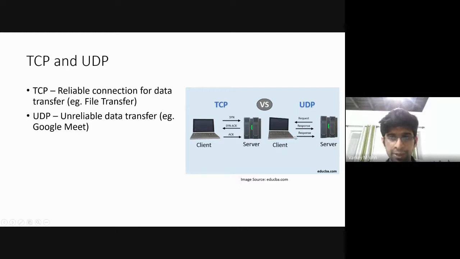But for UDP, the server asks you for some data, and you just keep sending data. You don't check if the data is actually received by the server or not. So TCP you use for file transfer so that you know the file is actually received by whoever is asking. But UDP you can use, for example, in Google Meet, which mostly uses UDP because you don't need to receive all the data of all the frames. Even if some frames of video are lost, it is fine. It just keeps sending the data, and it doesn't matter if all the data is received or not.